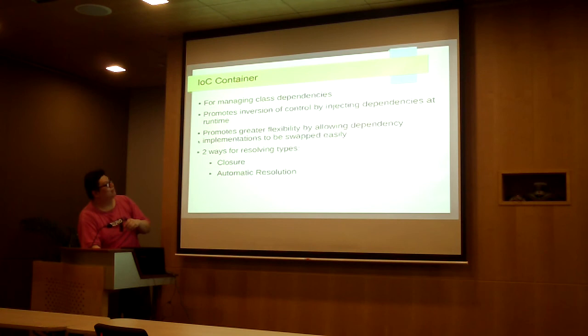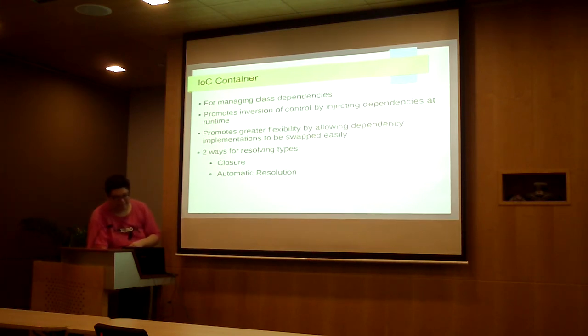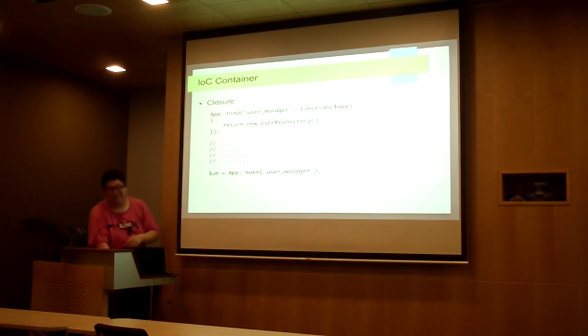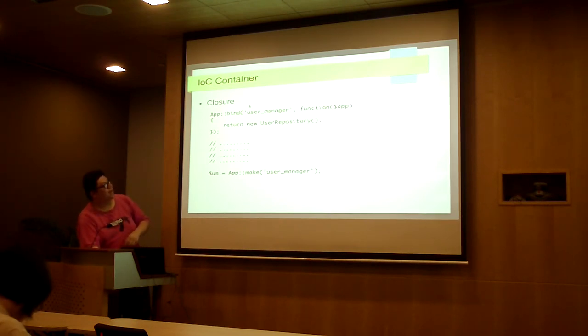So in Laravel, there are two ways where the IOC container resolves the type. First is by a closure. The second way is by automatic resolution. What it means is, suppose you have the first case. This is very simple. I bind an object, which I give this name, and whenever I access this name, it returns an object of this type.